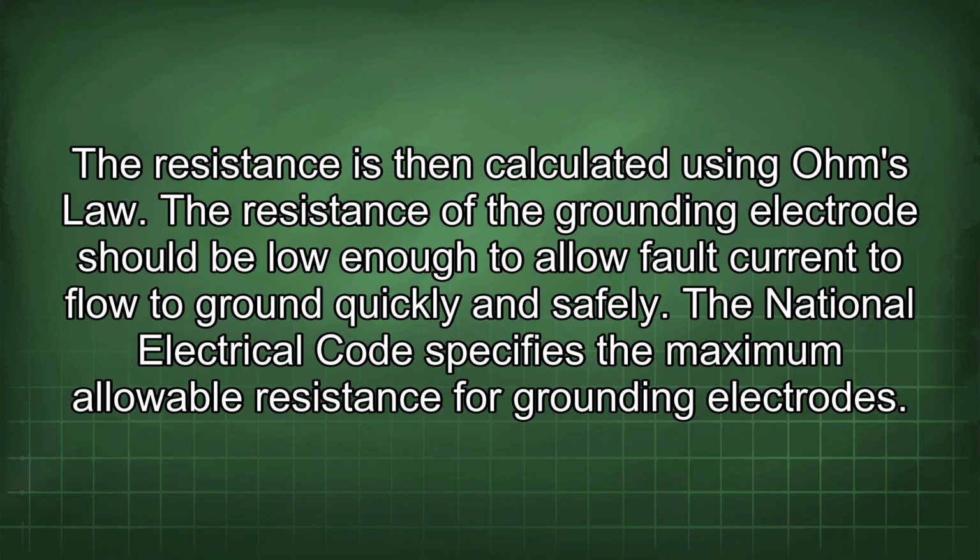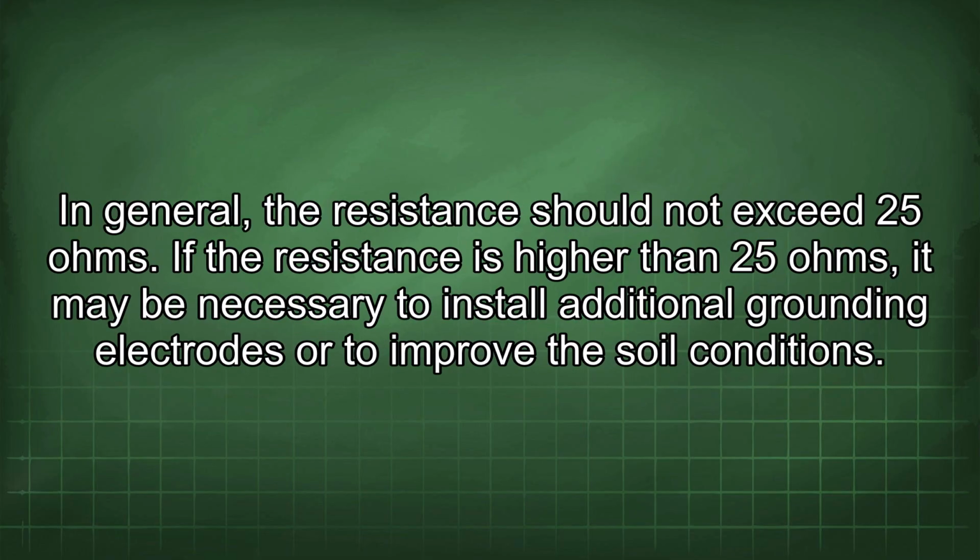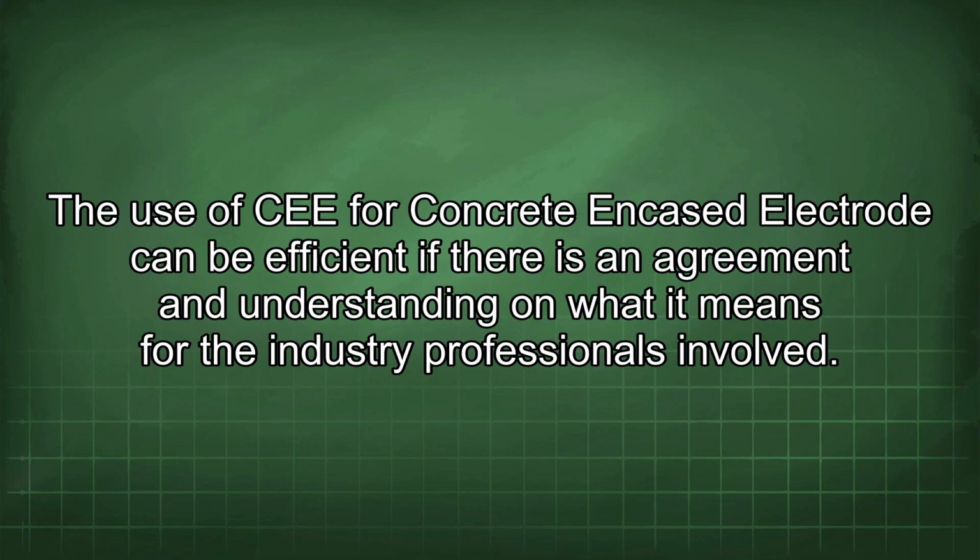The resistance of the grounding electrode should be low enough to allow a fault current to flow to ground quickly and safely. The National Electrical Code specifies the maximum allowable resistance for grounding electrodes. In general, the resistance should not exceed 25 ohms. If the resistance is higher than 25 ohms, it may be necessary to install additional grounding electrodes or to improve the soil conditions. The use of CEE for concrete encased electrode can be efficient if there is an agreement and understanding on what it means for the industry professionals involved.